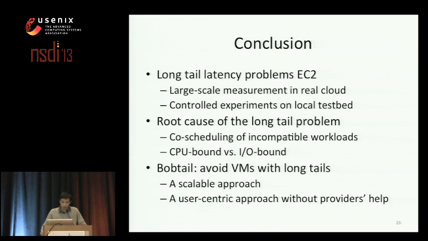So to sum up, we find this long-tail problem in EC2 by using both large-scale measurements and controlled experiments. We reveal the root cause of the problem to be the co-scheduling of incompatible workloads, and we presented Bobtail that helps developers avoid the problem without any help from the cloud providers.